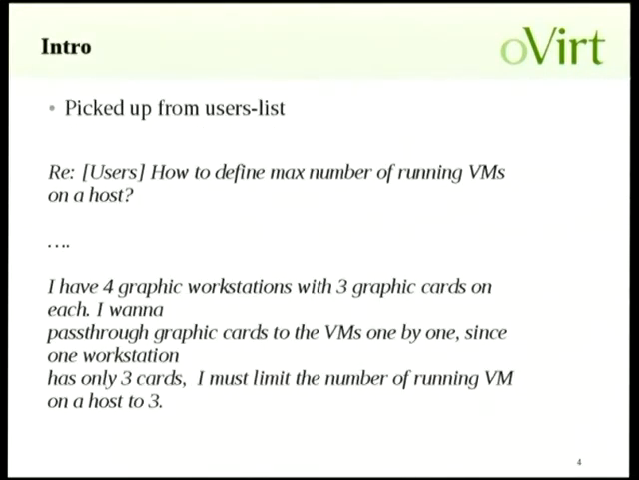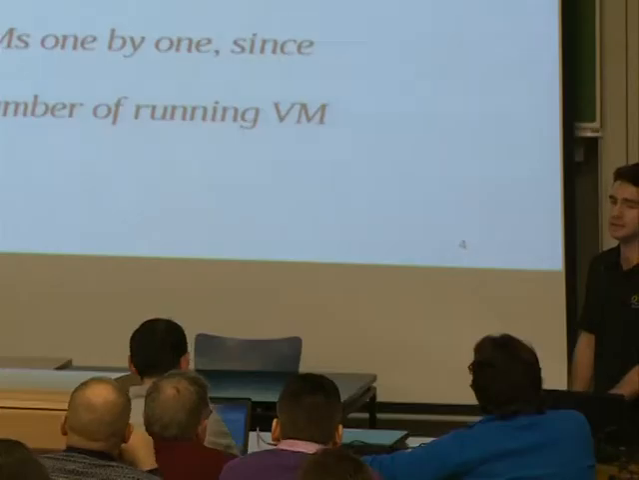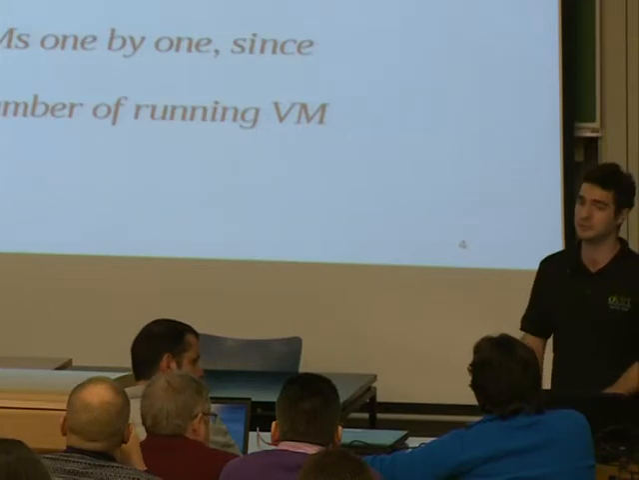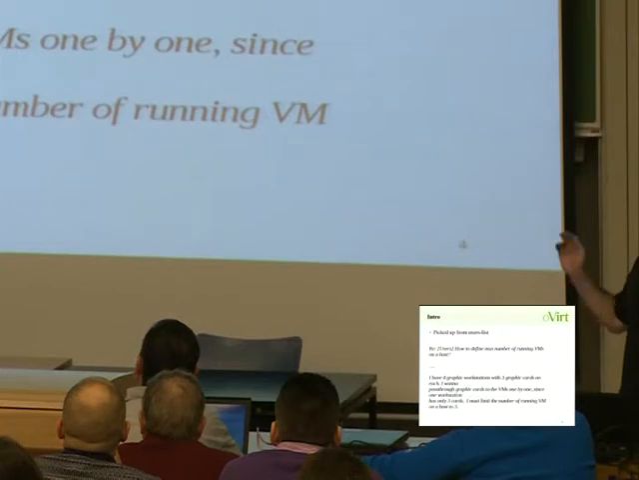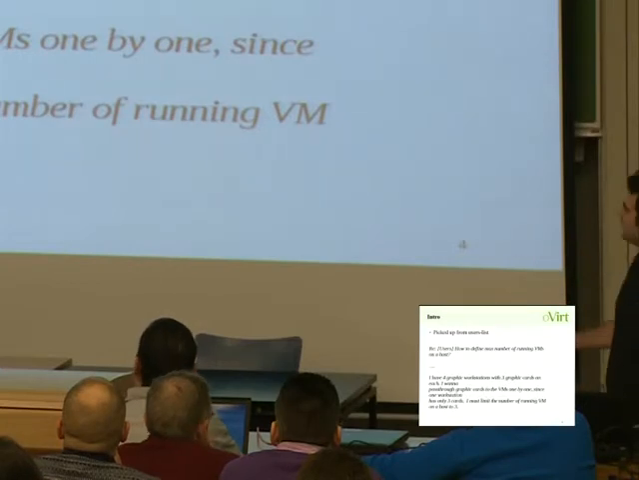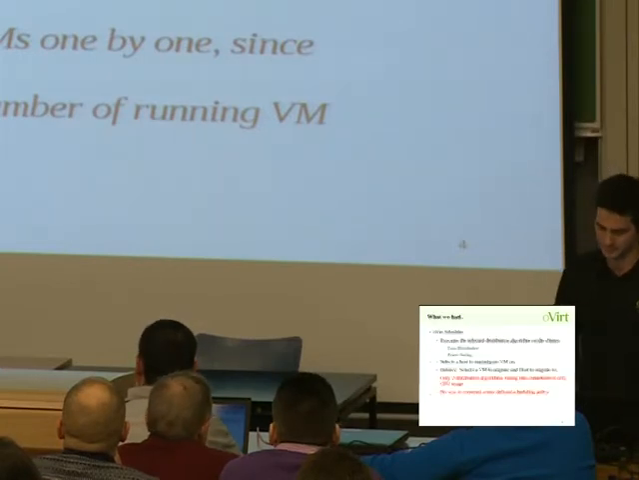Basically, let's see what we've got. A long time ago, we got this question from the users list. I urge you to use that list if you have any questions about oVirt. It's quite active. How can I define a maximum number of running VMs per host? It's pretty trivial, but we didn't support it yet then. So we'll get back to it later. I just wanted to say that you should use the users list.